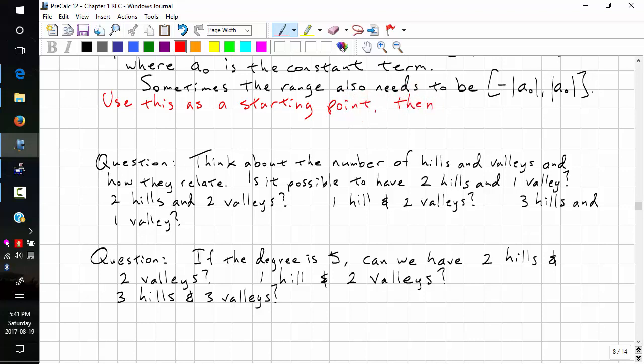Then zoom in or out until the hills and valleys are well defined.